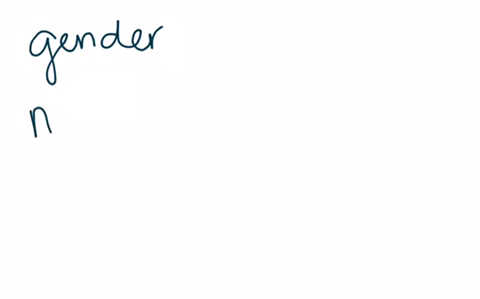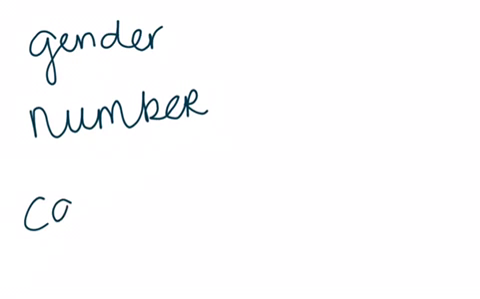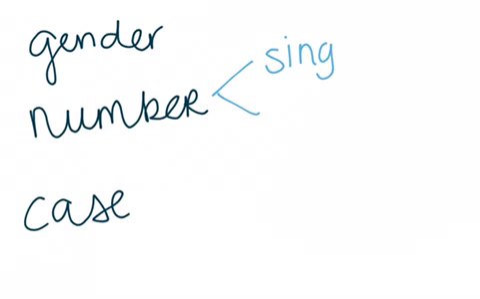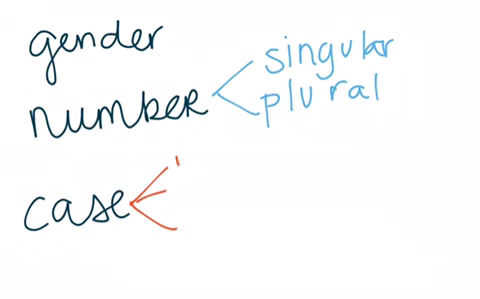Okay, moving on to adjectives. Okay, remember, adjectives have to agree in gender, number, and case. We've gone over this like 1,000 times. Number, your choices, singular, plural. Case, your choices, nominative, dative, accusative.